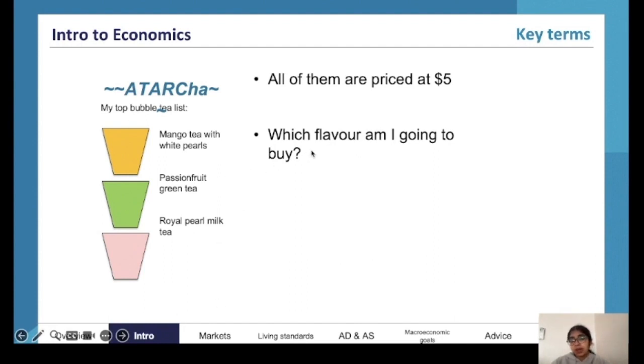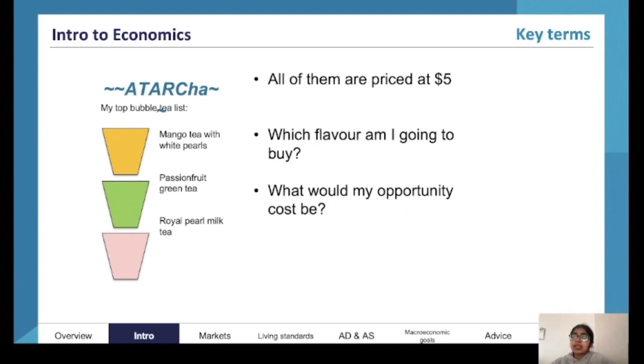So what flavor am I going to buy? I'm going to buy the one of highest value to me. The mango tea with white pearls is my highest value tea, so that's what I'm going to buy. If I buy passion fruit green tea, which is the lowest value tea for me, I'm probably not going to be very happy with my decision, so my utility and satisfaction won't be very high. But with the mango tea, I will have high utility and high satisfaction. Now let's talk about the opportunity cost. Why is it a good decision to buy mango tea?